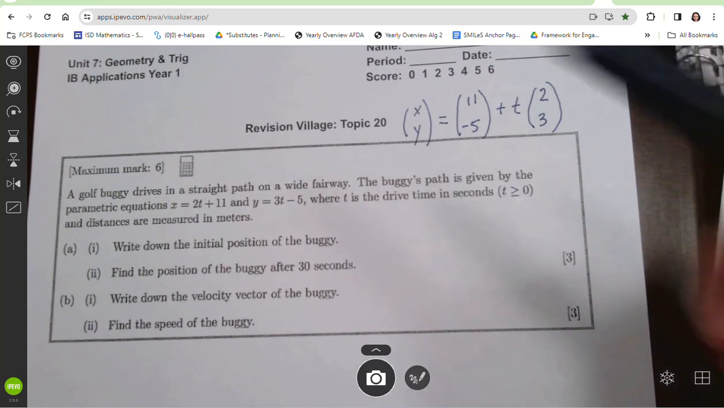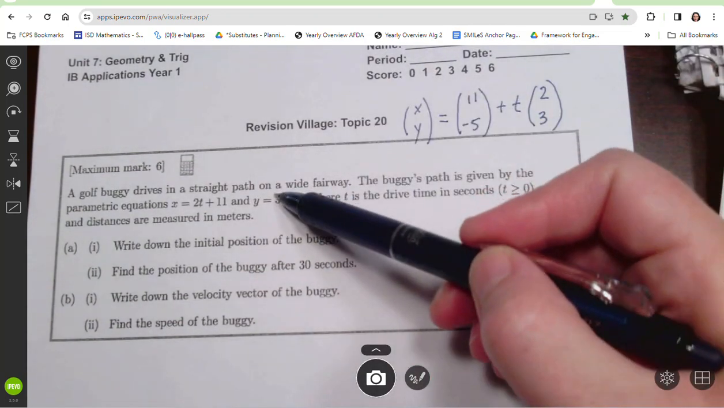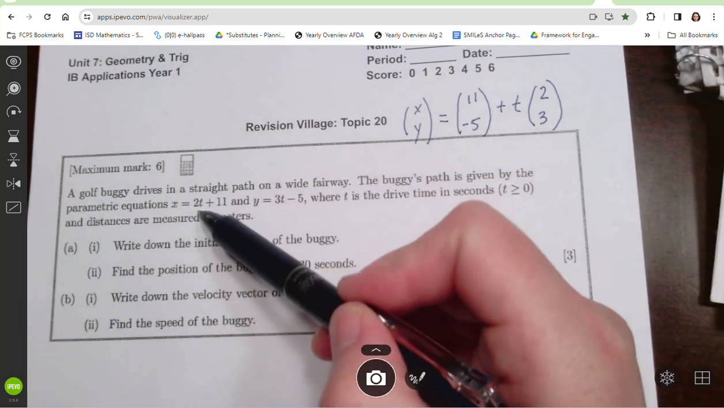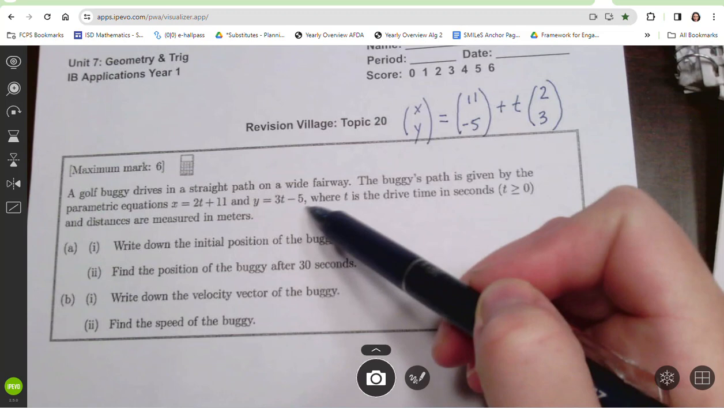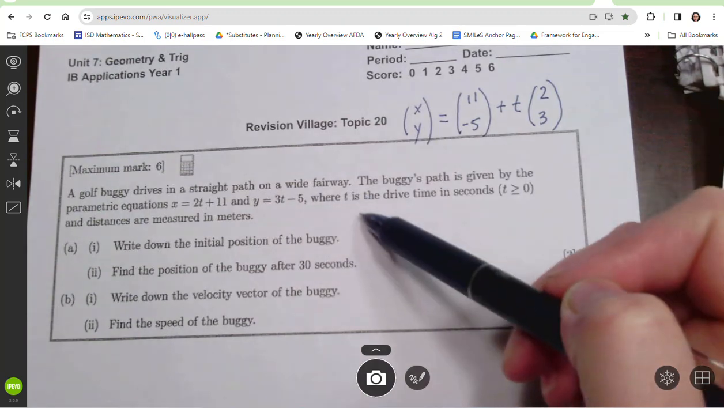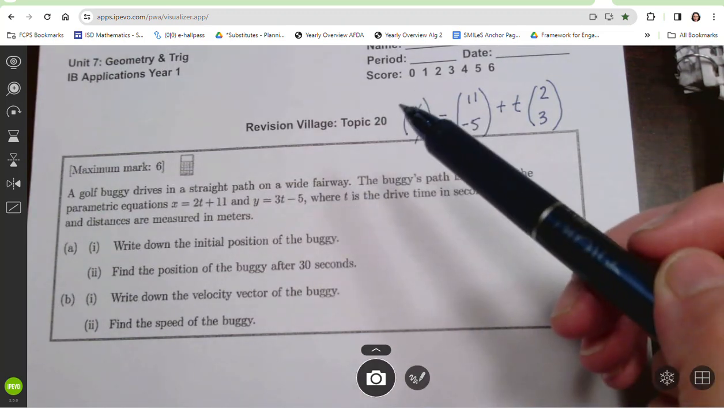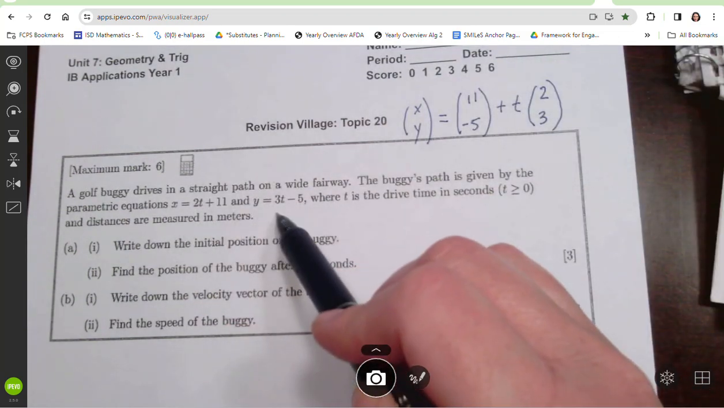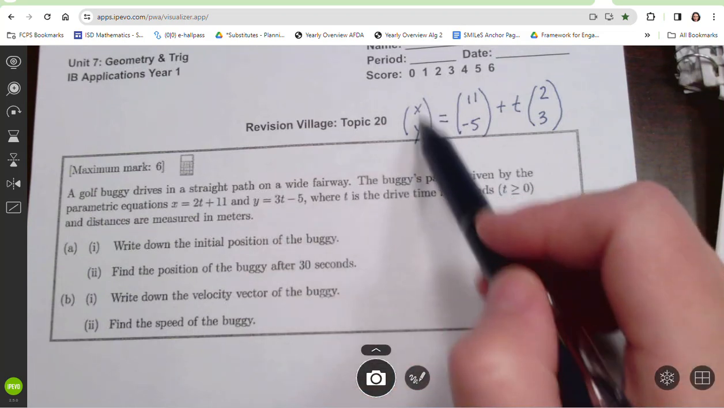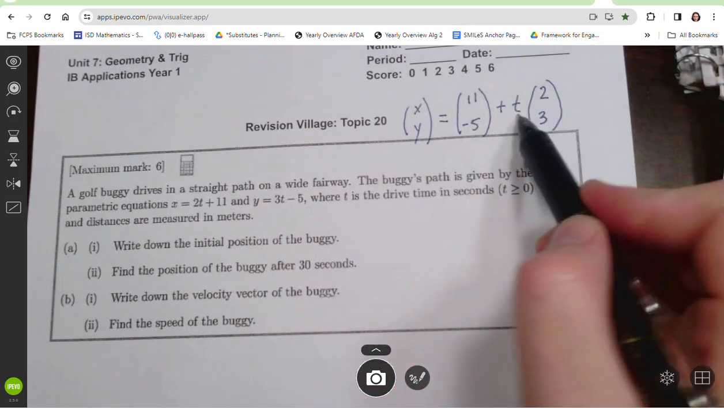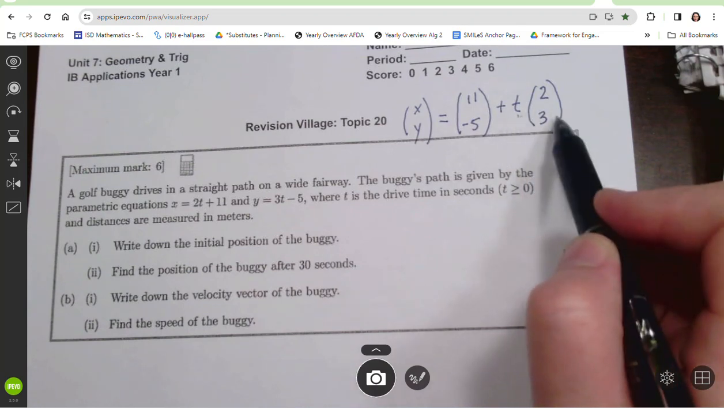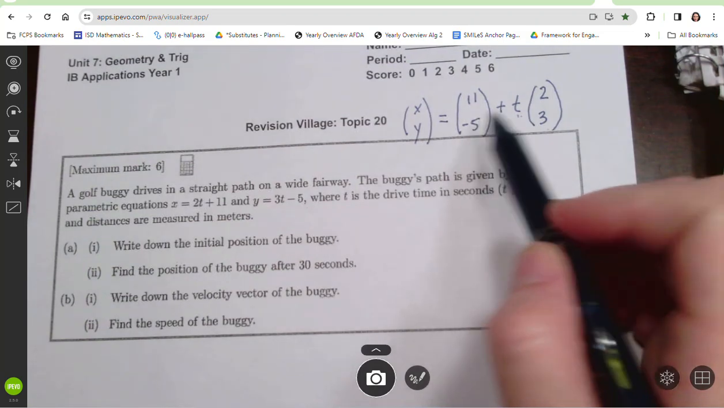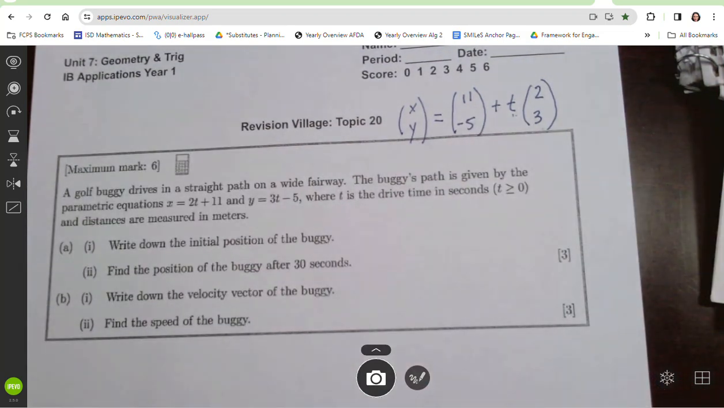Okay, in topic 20, you have a golf buggy driving in a straight path, and we're given some parametric equations. X is equal to 2t plus 11, and y is equal to 3t minus 5, where t is the drive time in seconds, and the distances are measured in meters. If you take these parametric equations and rewrite them as a vector equation, notice that the parameter t is in the second position, and this is your direction vector. And then this one here would describe your initial position. That's going to help you answer the questions.